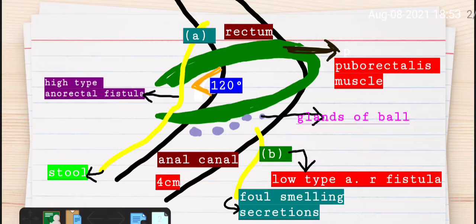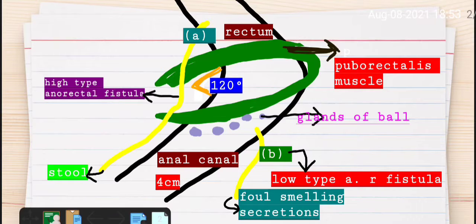In this diagram we can see the rectum and the anal canal, which is 4 centimeters. The anorectal angle is 120 degrees, and due to this curvature it is impossible for the fecal matter present in the rectum to come into the anal canal. While defecating, this angle changes. We can see the insertion of the puborectalis muscle.